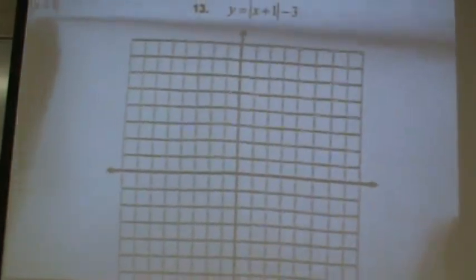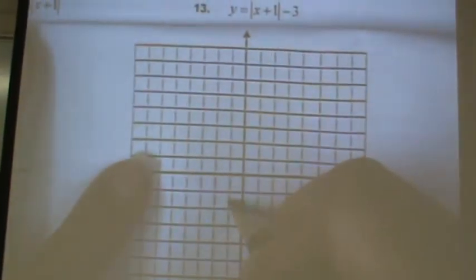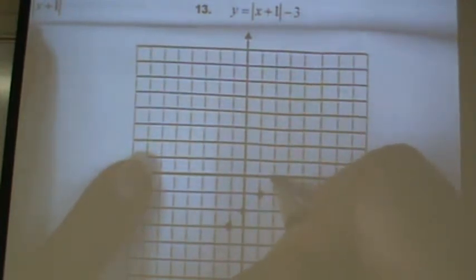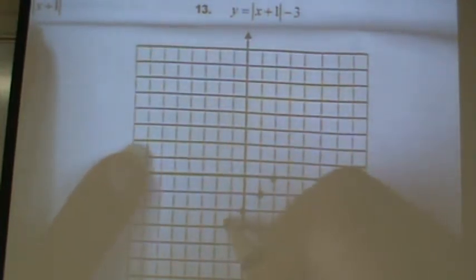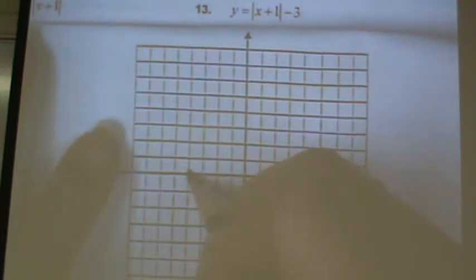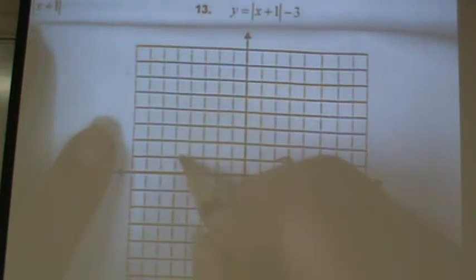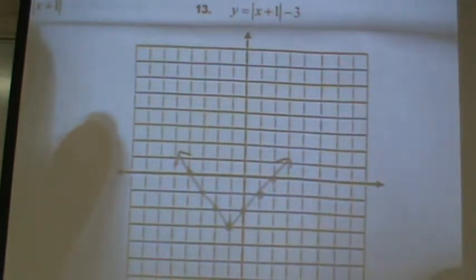Number 13, what would you do? Start at where? Negative 1, negative 3, and go where? Up, up, up 1. It's not flipped, because there's no negative. Good?